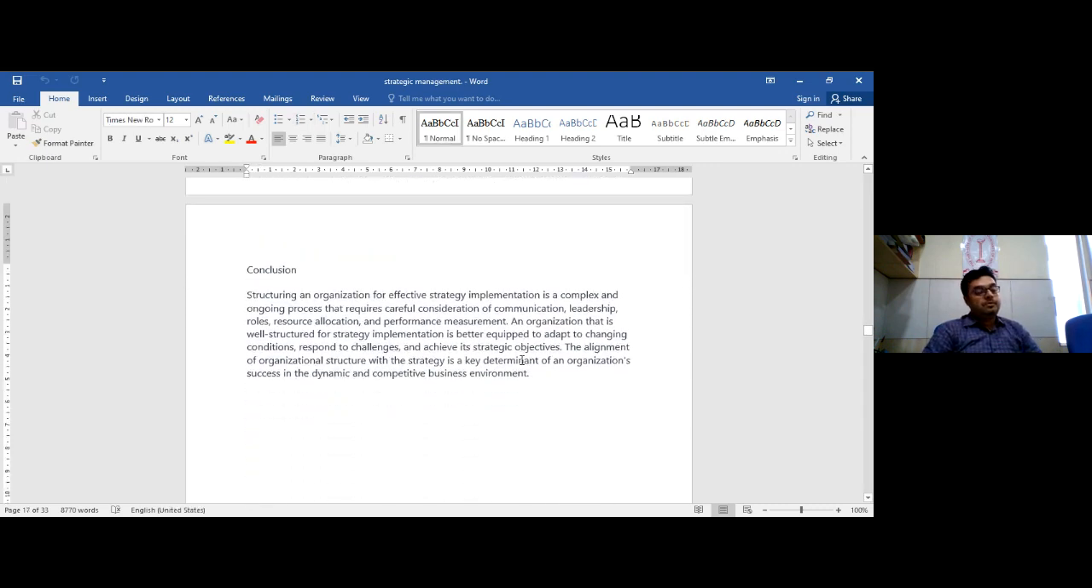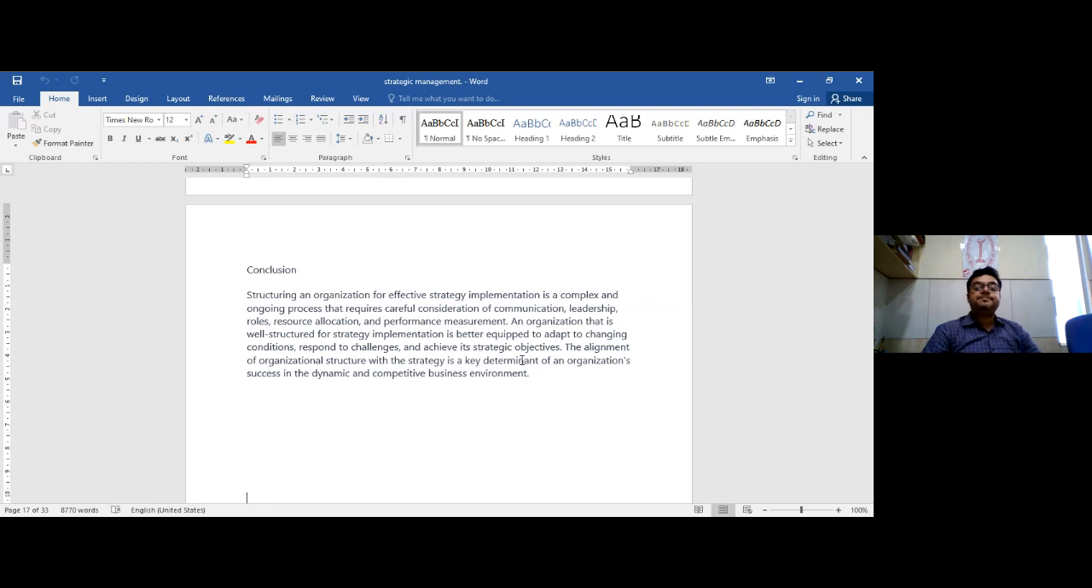So, what does structuring an organization for effective implementation include? It includes consideration of communication, leadership, essentially for managing marketing, HR, role allocation, careful performance measurement.